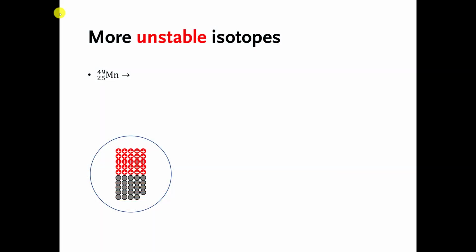Welcome back, everybody. Here's a different kind of decay that we're going to cover. Mn here is the symbol for manganese. It's not magnesium. Magnesium is Mg. So this is a different element called manganese. And this particular manganese is manganese 49 because that's its mass number. And I'm going to tell you that manganese 49 is unstable.